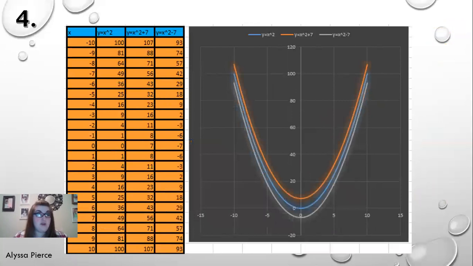So let's go into number 4 in this awesome looking graph right here, again done in Excel. I didn't know Excel was this awesome.